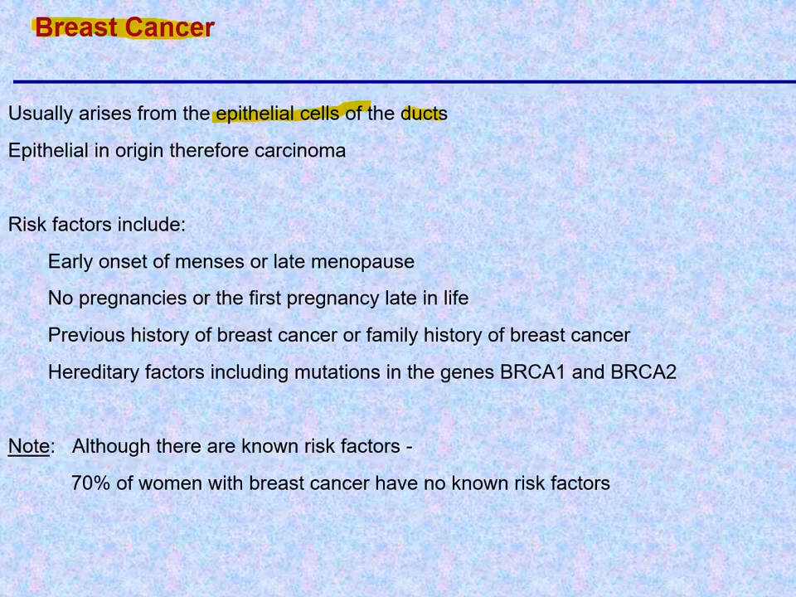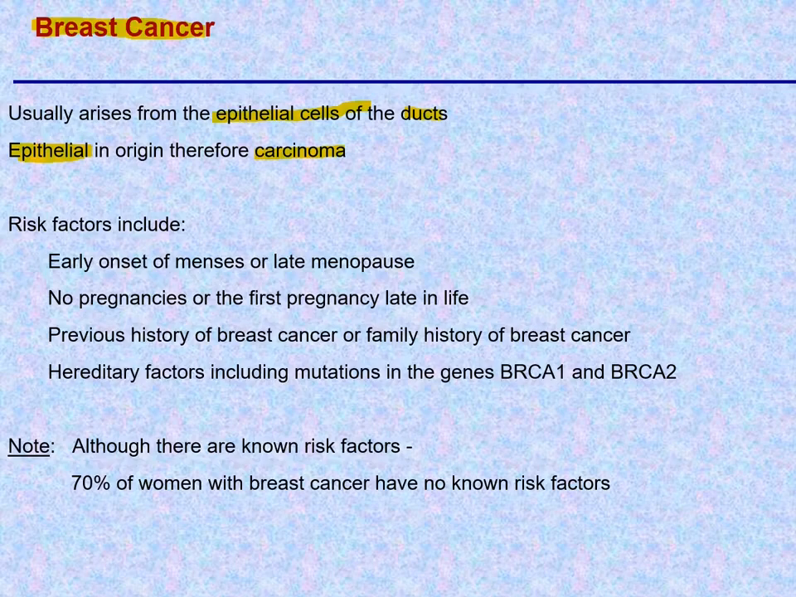If a tumor is epithelial in origin, and this goes for any tumor, not just breast cancer, you remember that there are four major kinds of tissues: epithelial, muscle, nervous, and connective. If it's epithelial in origin, then it's called a carcinoma. So if you hear the term carcinoma, you know that the tumor is of epithelial origin.